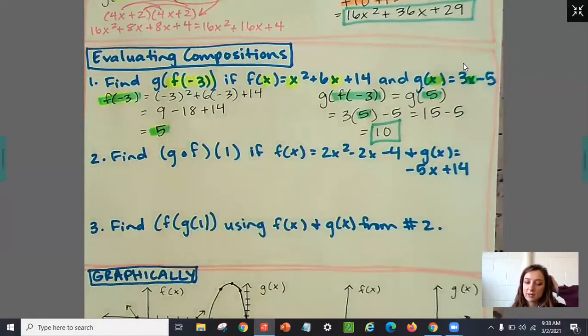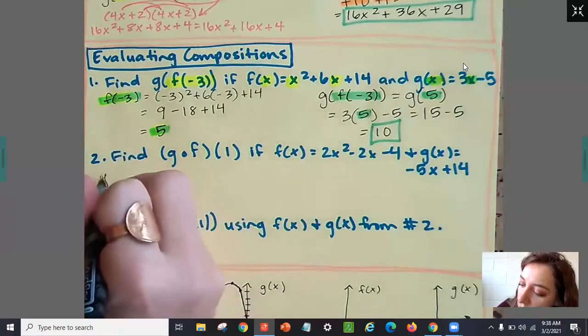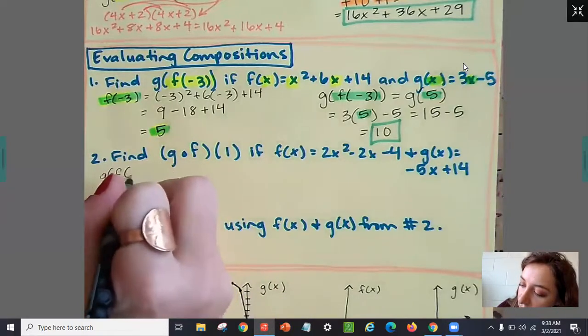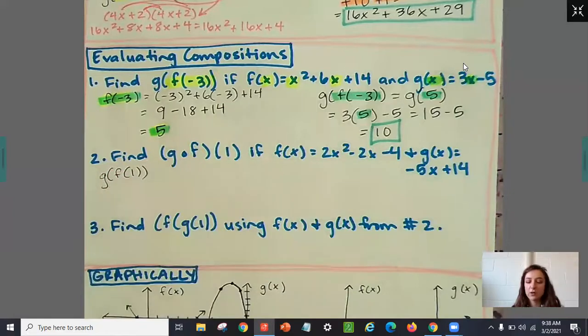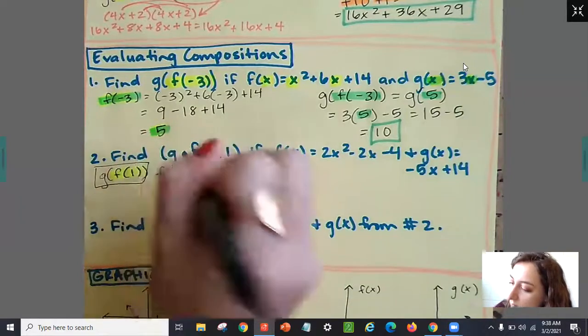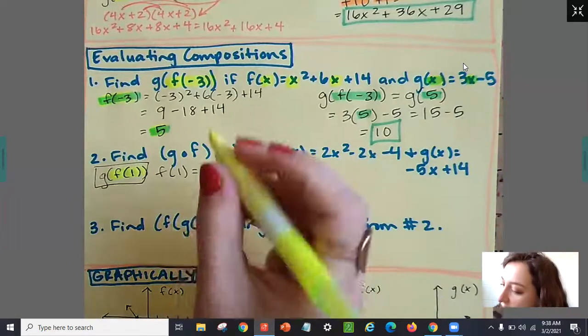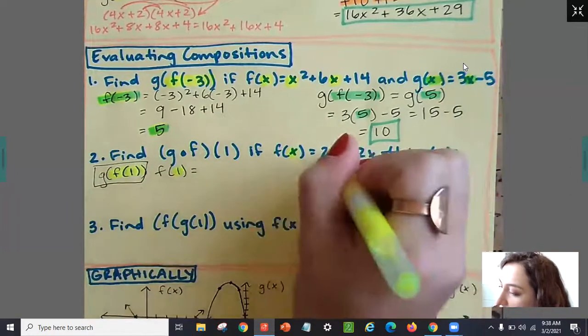Okay, so let's do our second problem, and hopefully this will start to make more sense. In this one, we're going to be finding g of f of 1. So what I want to find first is what f of 1 is. So let's find f of 1. That means I'm going to be plugging 1 in for x in f of x. So plugging 1 into here.